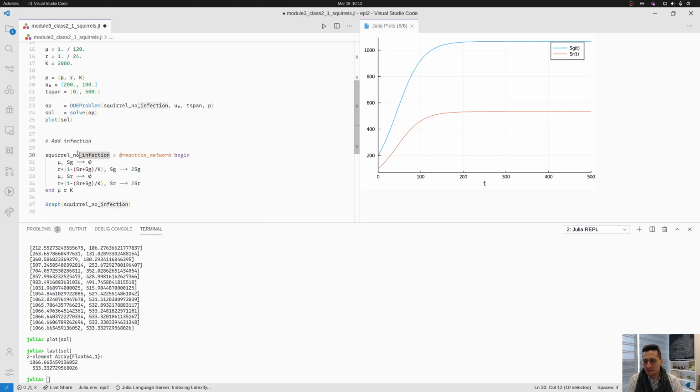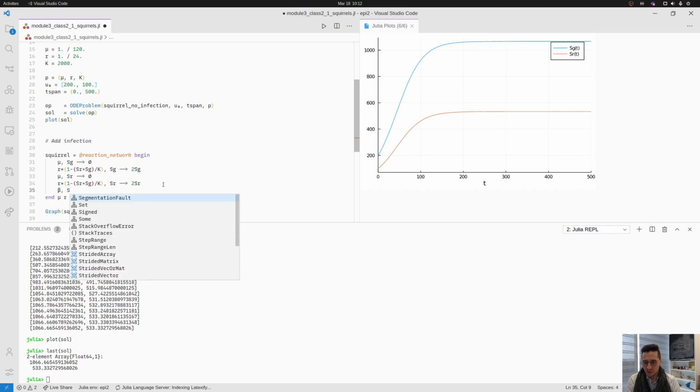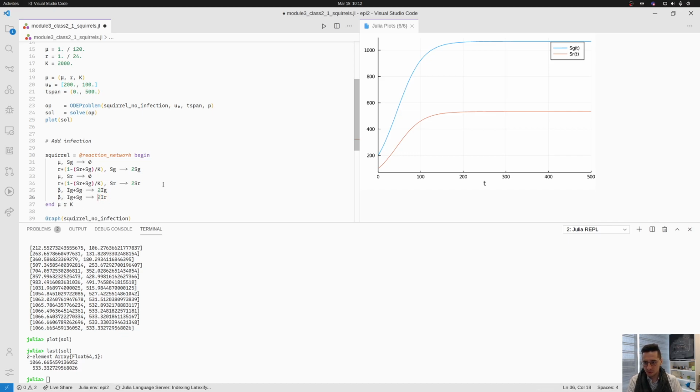So if you want to add infection, we need to add a lot of different combinations of things, because we are going to need to add at least 2 compartments. The first is going to be beta, that is the rate of infection, and it's going to transform an infected gray squirrel plus a susceptible gray squirrel into 2 infected gray squirrels. And then we do the same thing for the red squirrels. Going to call that beta here.